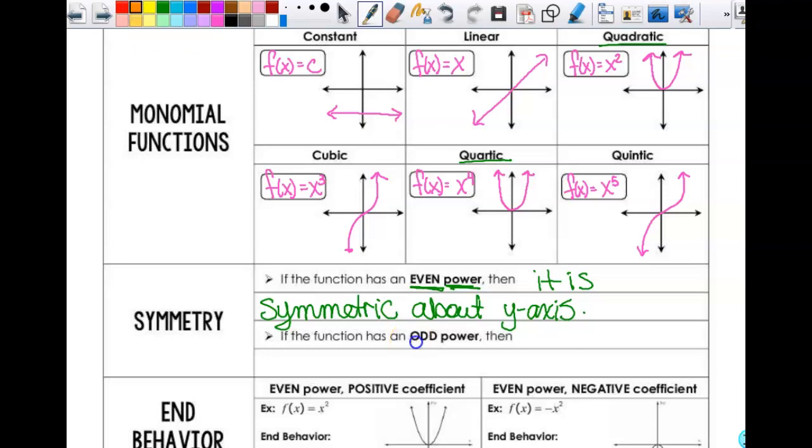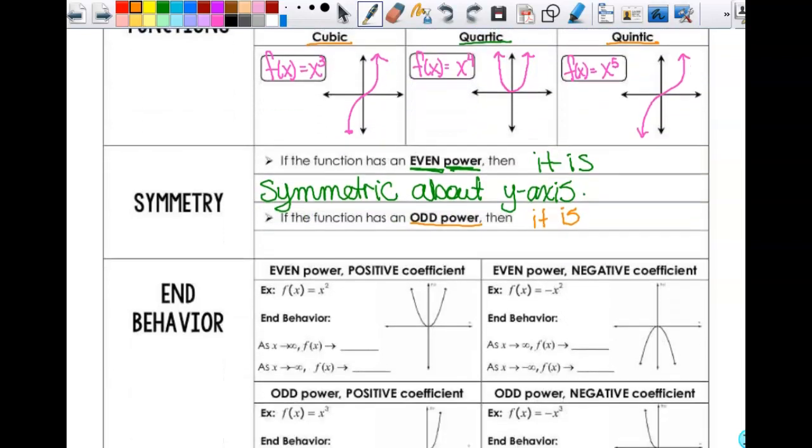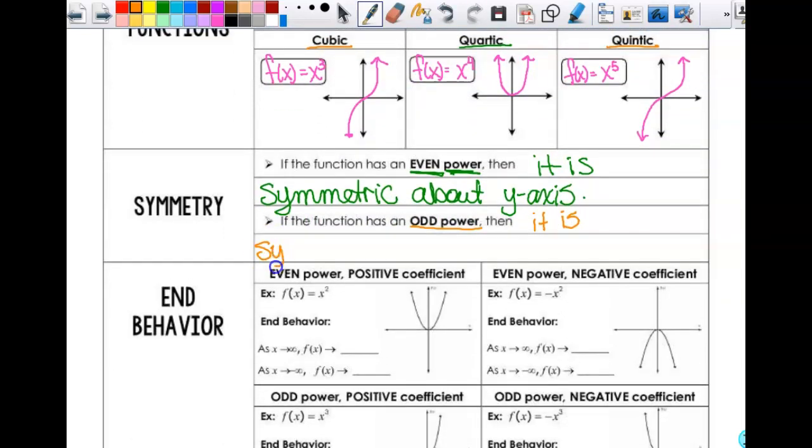For my odd-powered functions, the cubic, quintic, linear, so if the function has an odd power, it is symmetric about what? The origin, very good. So I'm using different wording. I'm saying symmetric about the y-axis and about the origin. That's the same as symmetric with respect to, or symmetric to. I'm just using different wording so you know they all kind of mean the same thing. All right, we all good with all that so far?